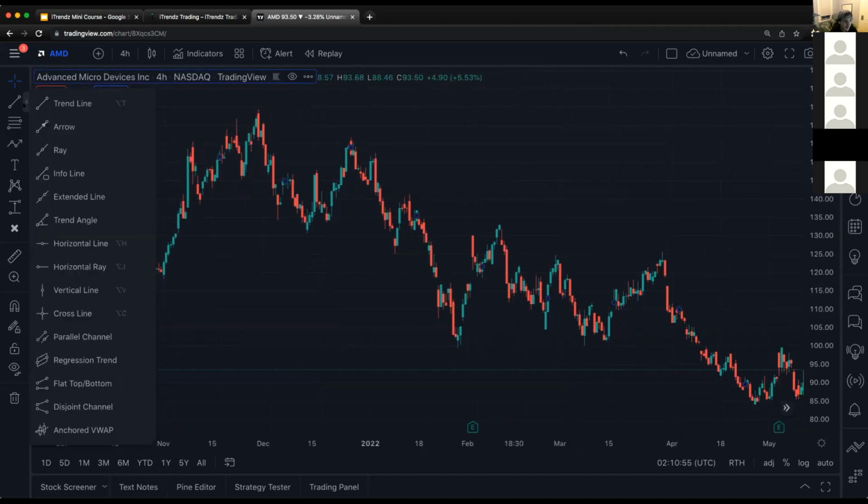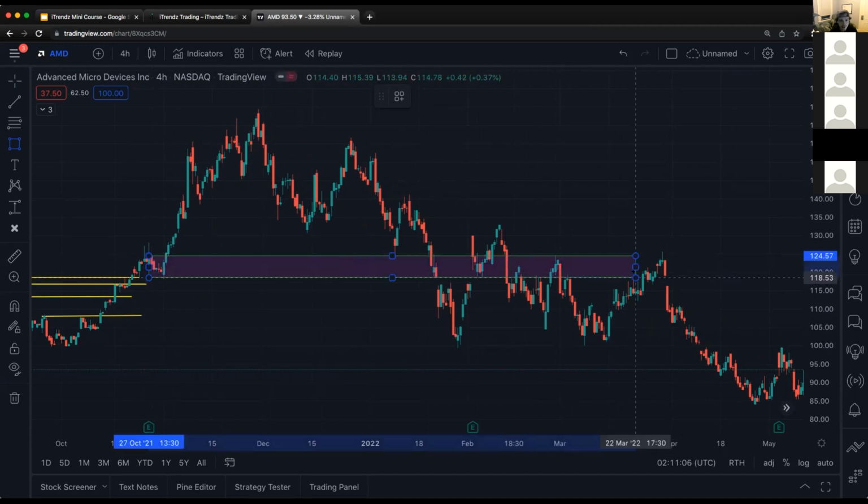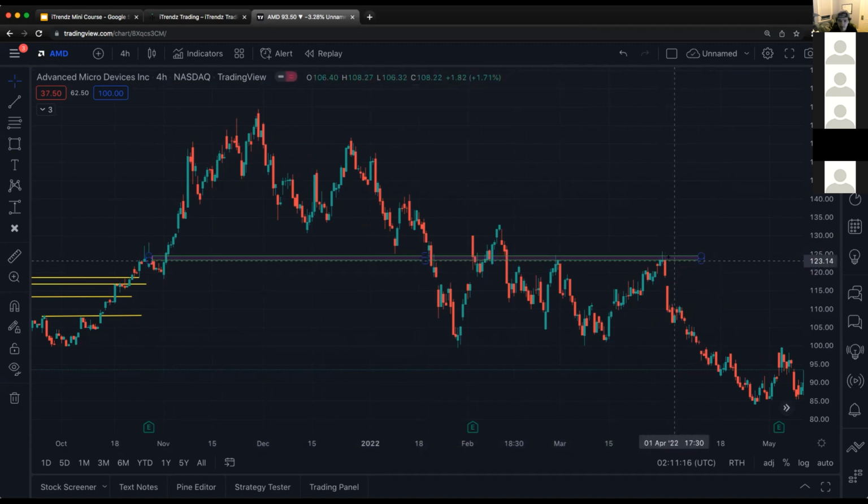Let's identify that zone. Let's get out our rectangle, and we can look left. Let's identify where the bodies had closed here. It's going to come across the wick of the top of this really harsh rejection, and we're going to close it on the bodies on this level right here. So you can see that this is a really tight zone with very harsh rejection.